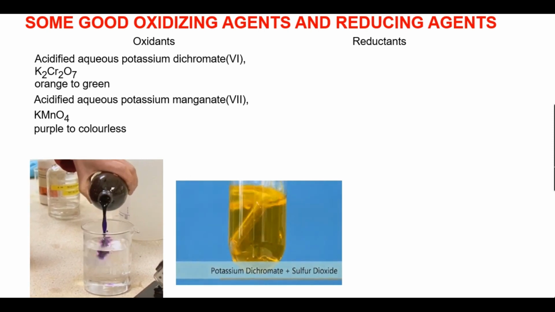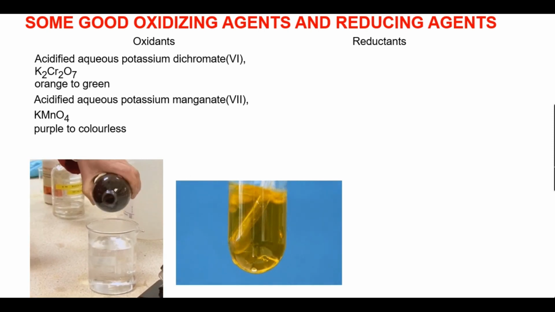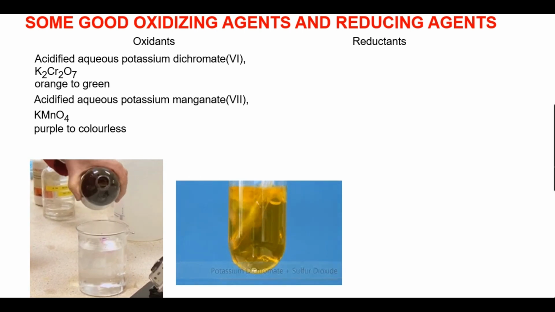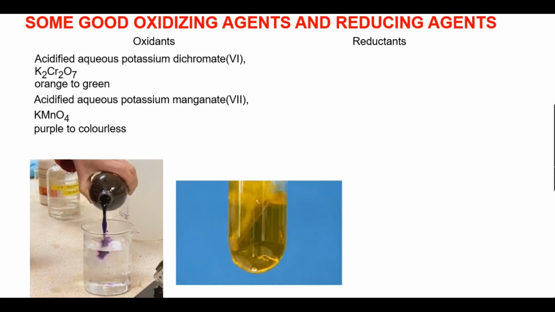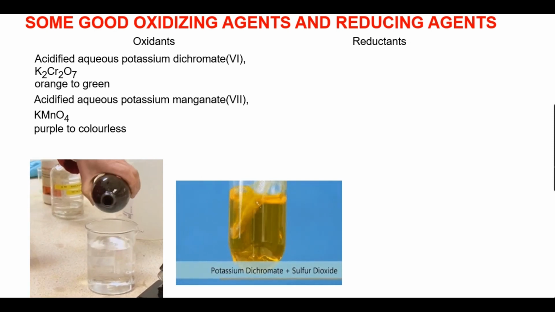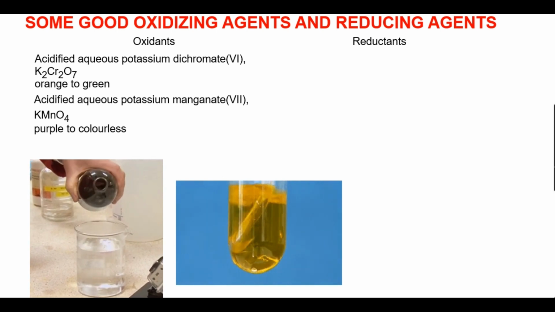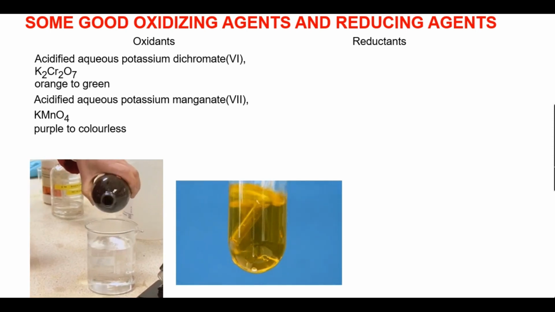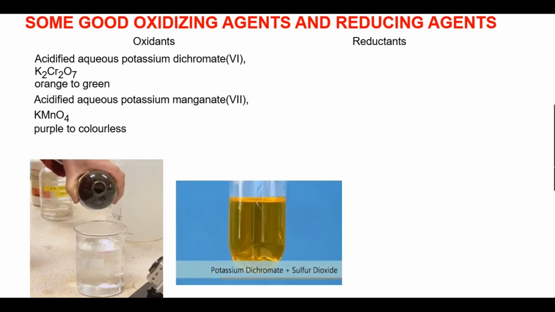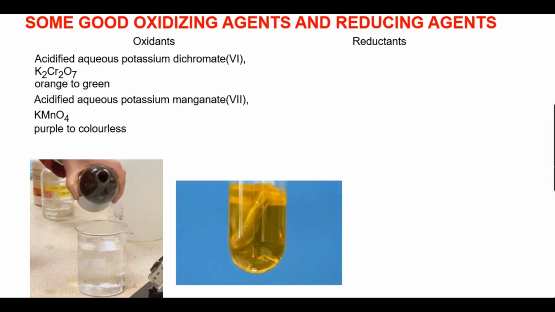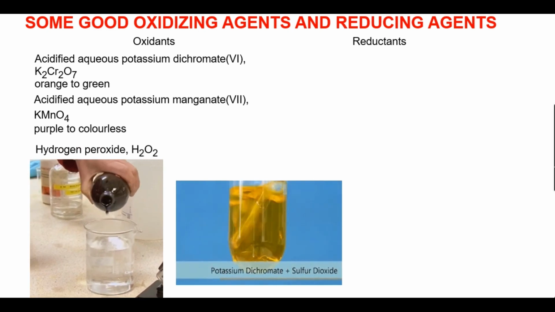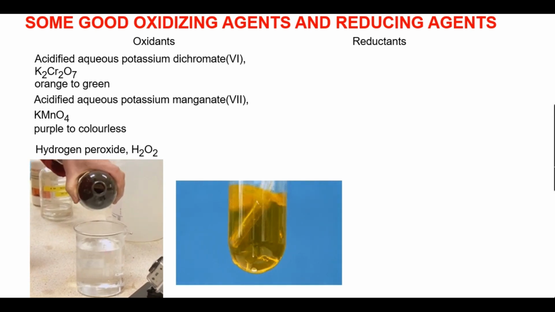We have a solution which has a proper purple color, and when we add another liquid, another chemical, its color immediately disappears. We can use the term decolorizes, or we can say its color changes into colorless. So the color change from purple to colorless confirms that a reducing agent was there, and potassium manganate was acting as an oxidizing agent.